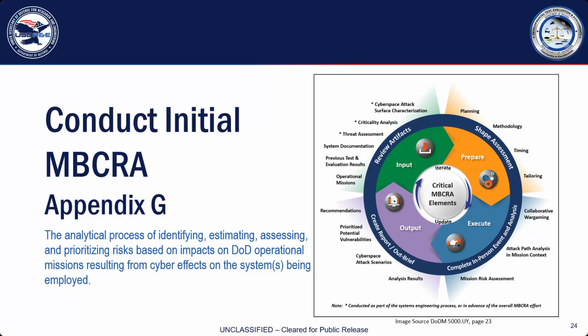And the manual, DoD Manual 5000 UI, provides the minimum criteria as shown here. This picture is from the manual for mission-based cyber risk assessments. The guidebook provides how-to guidance in Appendix G.